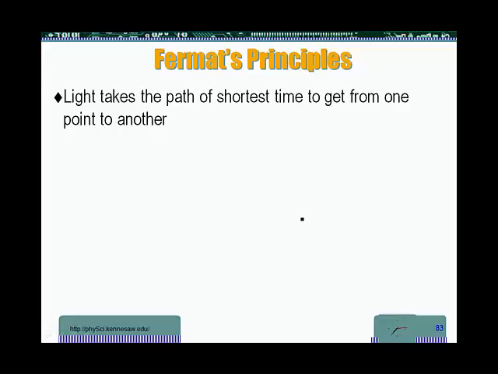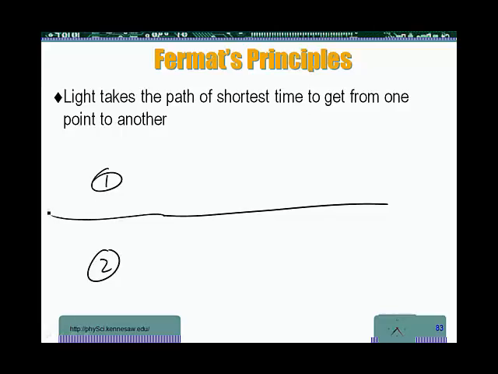some other way here. What I'm going to do is draw one medium, medium 1, and medium 2. And this is the interface between them. And I'm going to have light originating at this point, and I would like it to get to this point. The shortest, the straight line path from point 1, or point P1 to point P2, would be a straight line from here to here.